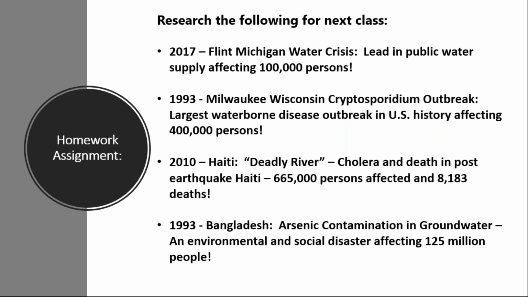Now, because I'm a teacher, I've got a homework assignment for you. For next class, look these things up. In 2017, Flint, Michigan water crisis. Lead in the public water system affected 100,000 people in Flint, Michigan with contaminated water. In 1993, Milwaukee had the cryptosporidium outbreak. It was the largest waterborne disease outbreak in U.S. history, and it affected 400,000 people.